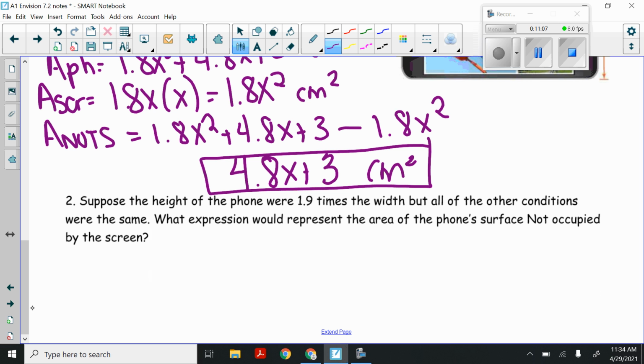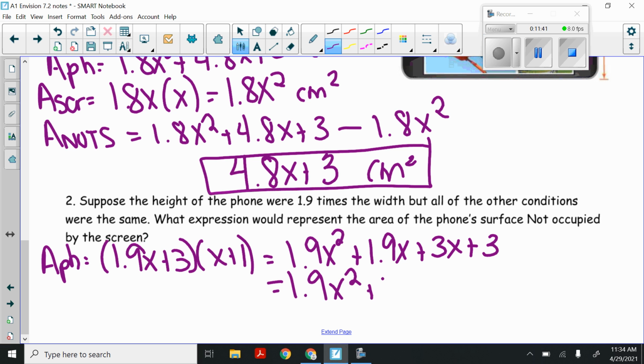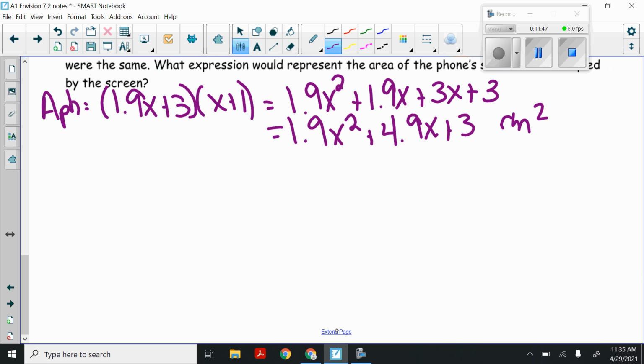All right, so now number 2. Suppose the height of the phone were 1.9 times the width, but all of the other conditions were the same. What expression would represent the area of the phone surface not occupied by the screen? Okay, so again, the area of the phone, this time it's going to be 1.9x plus 3 times x plus 1. FOIL method, we get 1.9x squared plus 1.9x plus 3x plus 3. So we would end up with 1.9x squared plus 4.9x plus 3 square centimeters.